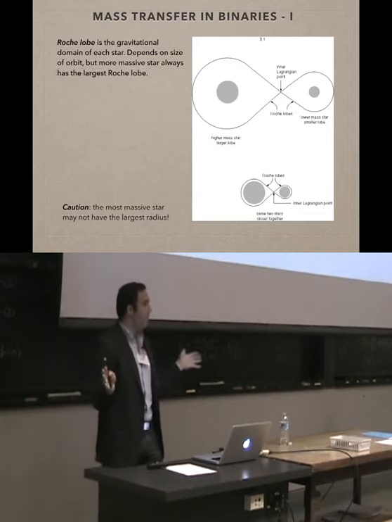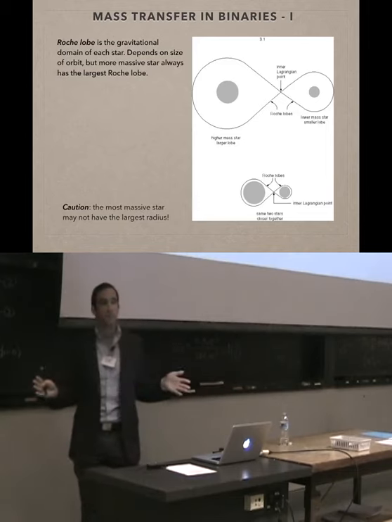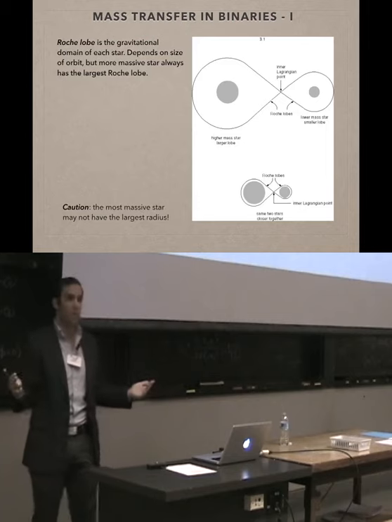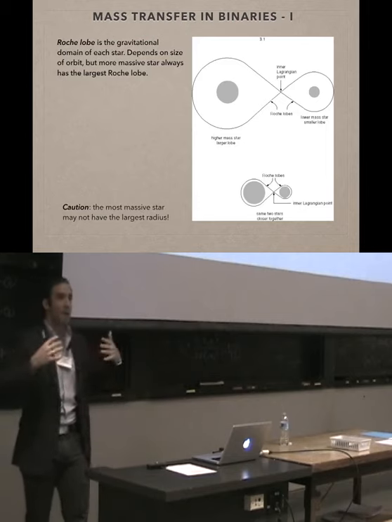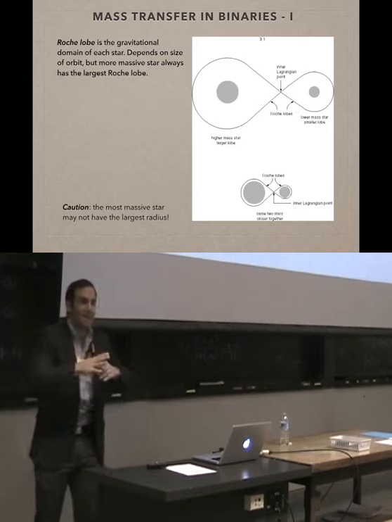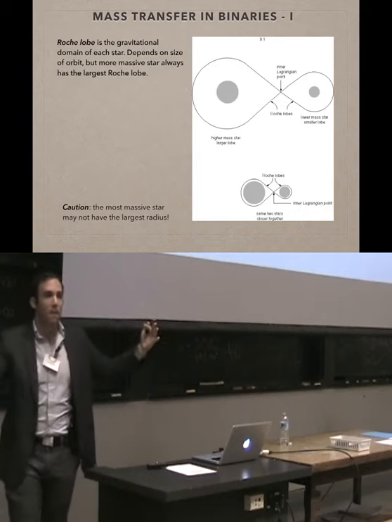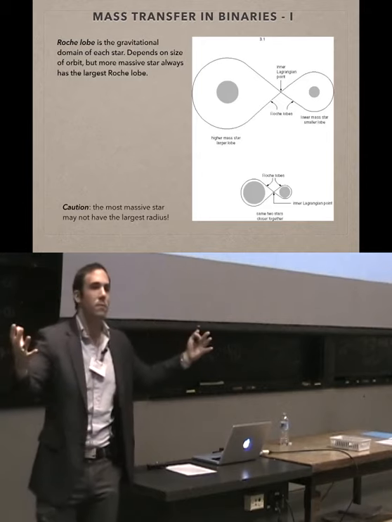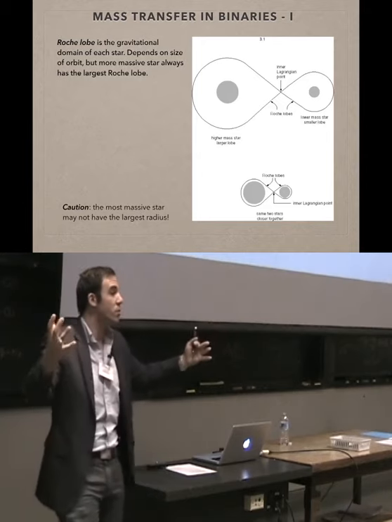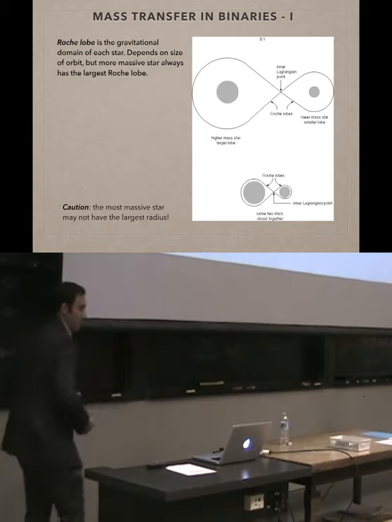But a general rule of thumb is that more massive stars will have the bigger Roche lobes. And when a massive star fills its Roche lobe, when material gets so packed in this boundary, the star cannot hold it together anymore. It's not gravitationally bound to the star, so it's going to start transferring material to the companion star.